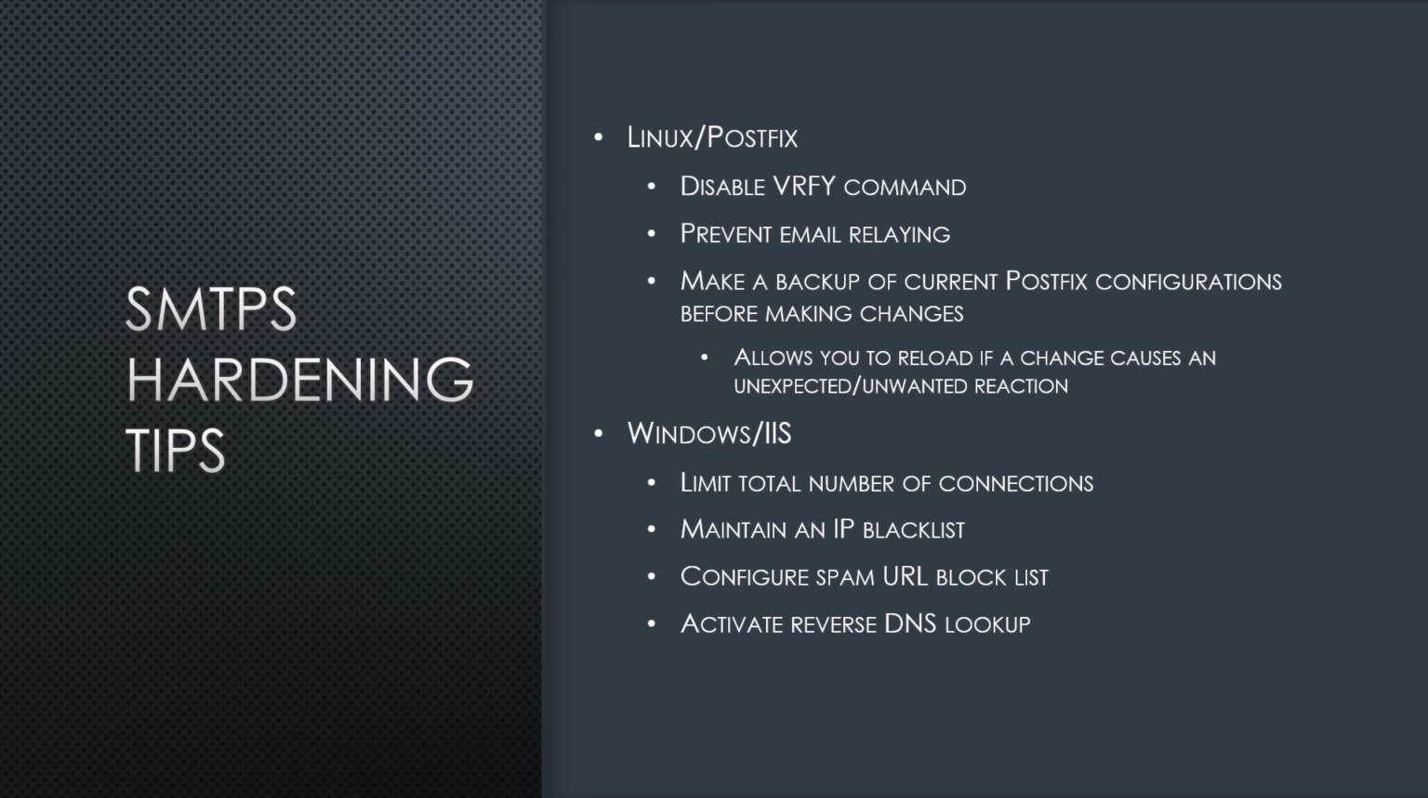So as far as Windows goes, IIS: limit the total number of connections. It decreases DDoS vectors, as well as, the more connections you have, the more vulnerabilities you're likely to have. So maintain an IP blacklist. If you've got an IP that's constantly suspect, or was an attack vector, or is on one of the main national ISAC lists, then you want to put that IP on your blacklist.